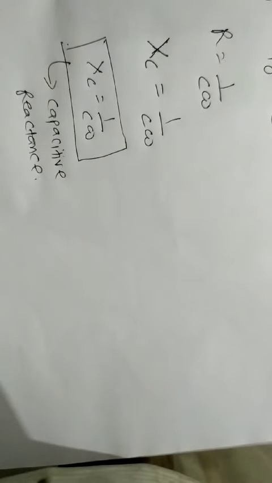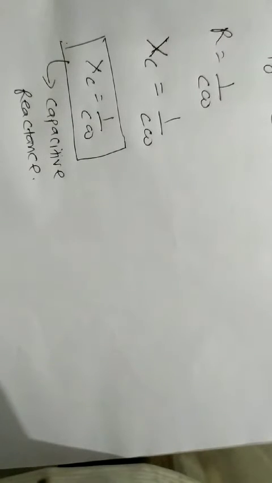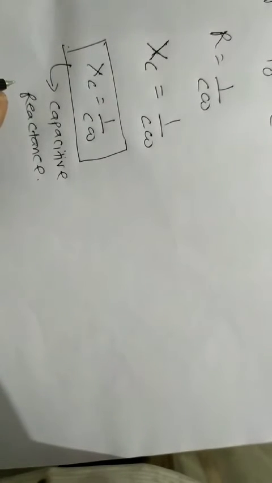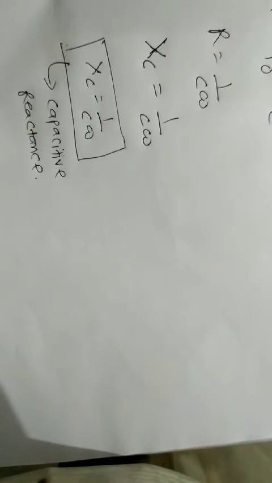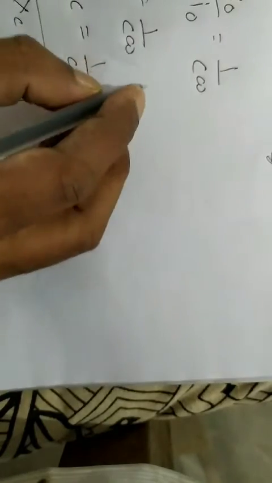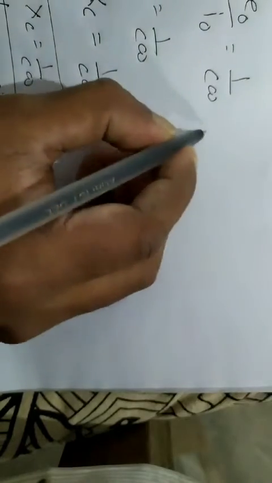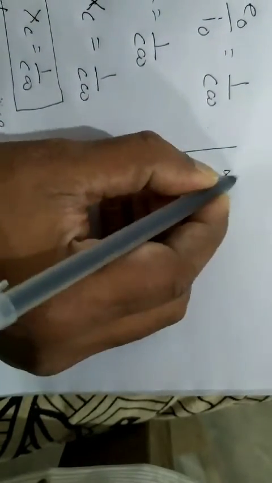Now we have to think whether this pure capacitive circuit will allow the current or not. So about this, will a capacitor block DC or will a capacitor allow DC? We will talk about that. If I talk about DC current, let us understand about DC current.